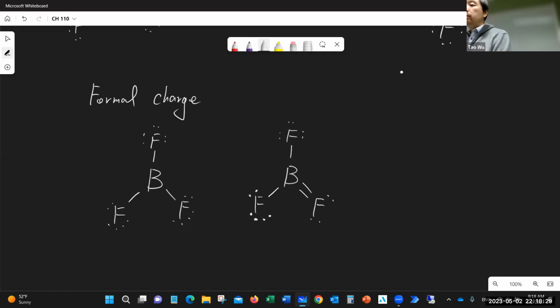So boron has 3 valence electrons, plus 7 times 3. Totally, we have 24 valence electrons, which means we need to assign 24 dots. If you're looking at this structure, it does have 24.